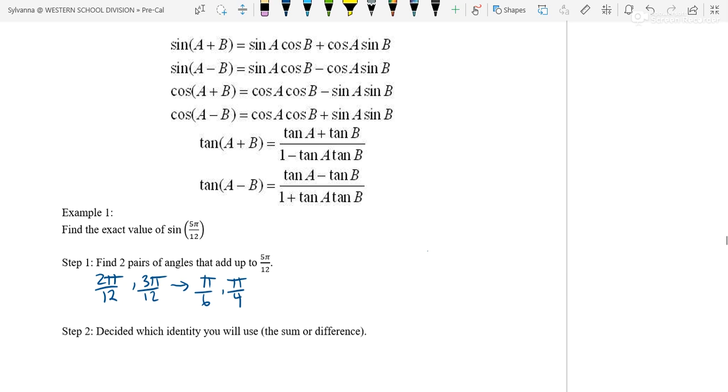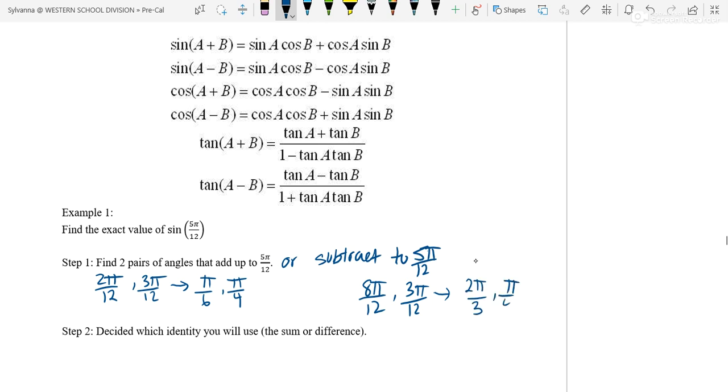Pick the ones that you can reduce, which is why I picked those ones. And in this step, I said to add up to 5 pi over 12, but you can also subtract to get 5 pi over 12 as well. If I did that, I can pick 8 pi over 12 and 3 pi over 12, because if I subtract those two from each other, I'll get 5 pi over 12. I can also simplify this. It becomes 2 pi over 3 and pi over 4, and I know how to evaluate those types of angles.